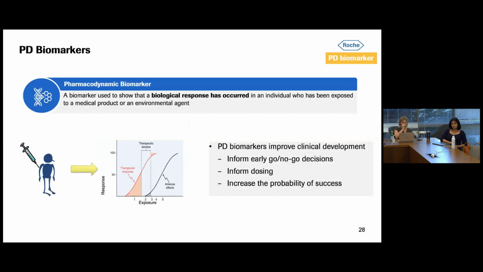The examples that I've shown are really how you can use target engagement and pathway biomarkers to support go, no go, like we did for the anti-lymphotoxin alpha, to inform dosing, like we did for TRPA and beta-7, and therefore increase the probability of success.